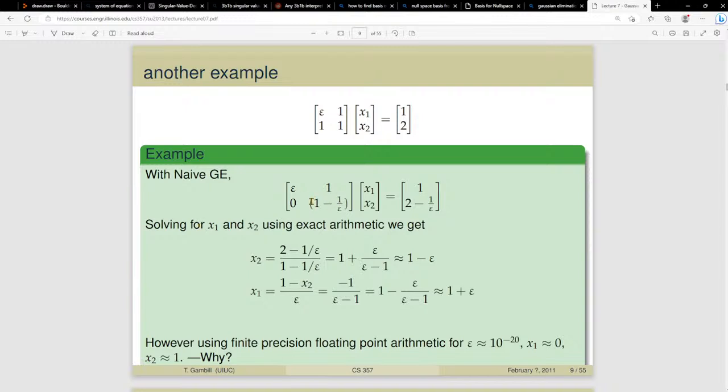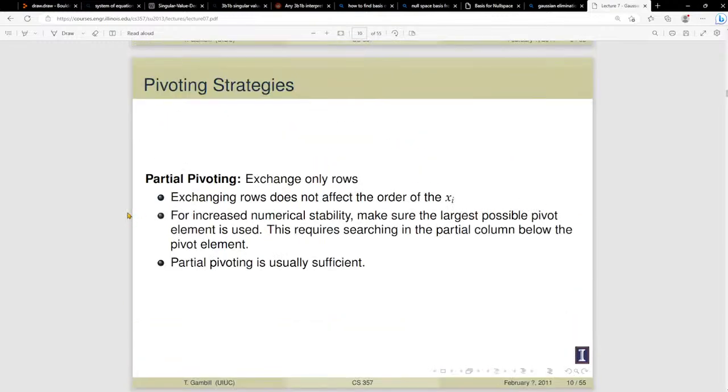Oh, I see. This number just becomes exactly 1. Oh, no, this number is huge, so we get a huge number. Whatever, let's just keep reading.